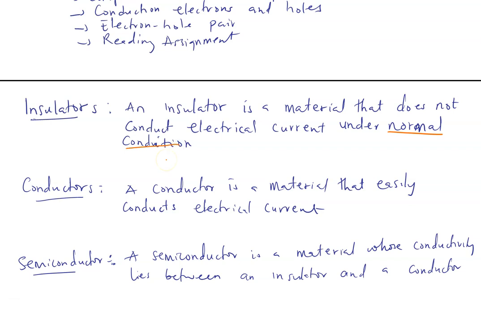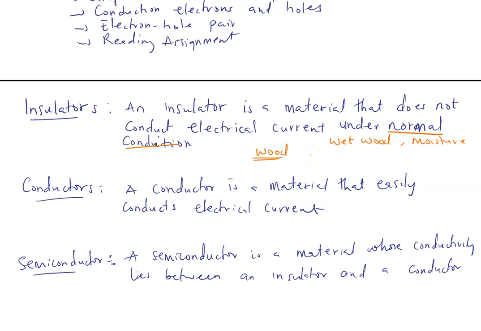The term is normal condition. So for instance, I have wood. Wood is an insulator under normal condition. If let's say I have wet wood, this might not make it a normal condition. It can easily conduct because wet wood consists of some moisture, and we know that water is a good conductor of electricity. So once we have that, it can easily conduct.